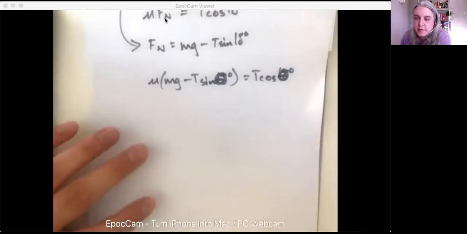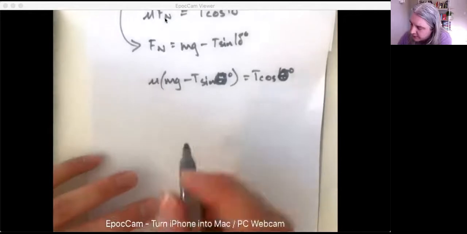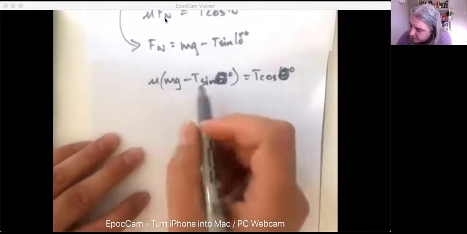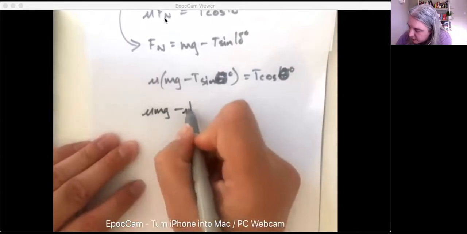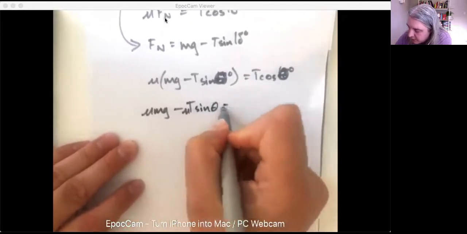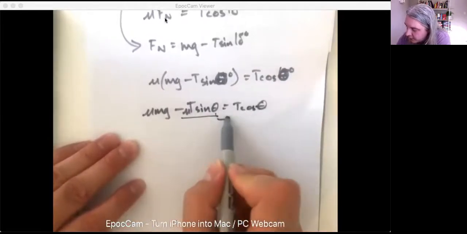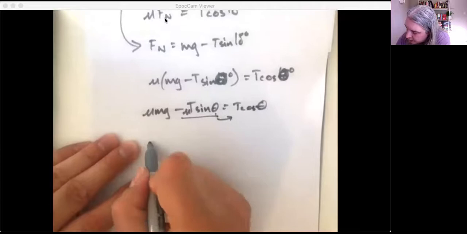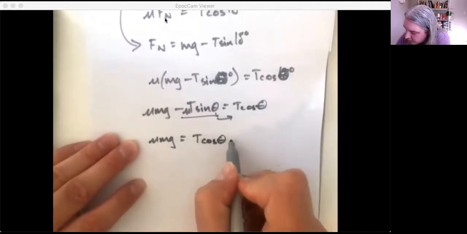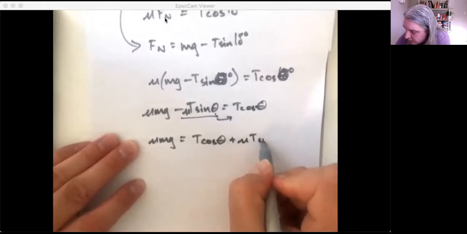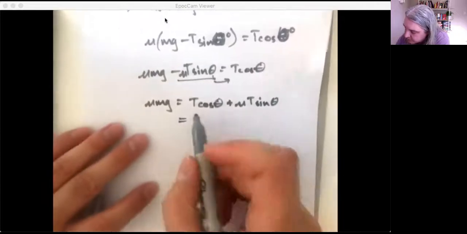So that means we're on the last step of this process. We're not going to need to substitute in anything else. We're just rearranging. Let's expand this bracket. We have mu mg minus mu T sine theta is equal to T cosine theta. Let's pull this whole thing over to this side. We get mu mg is equal to T cosine theta plus mu T sine theta. Now we can factorize T out.